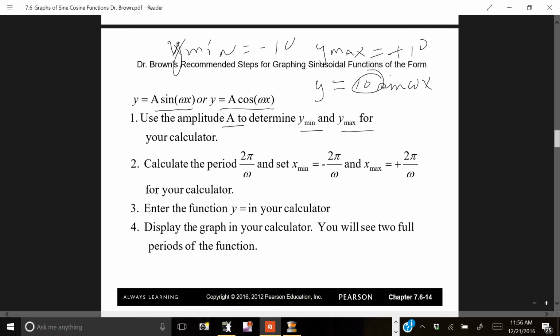Then calculate the period 2 pi over omega and set x min equal to minus 2 pi over omega and x max equal plus 2 pi over omega, and that will mean you will have 2 periods in your calculator.